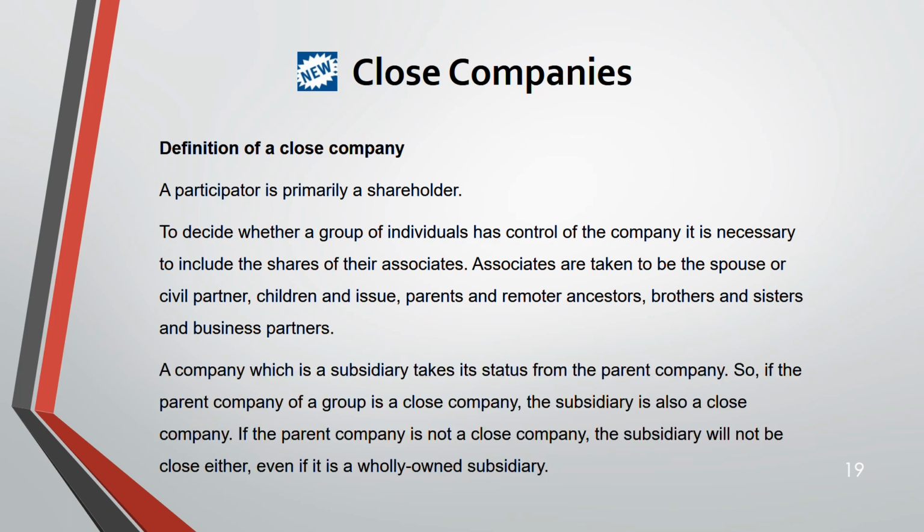Now, a company which is a subsidiary takes its status from the parent company. So if the parent company of a group is a closed company, remember the subsidiary is also a closed company, because subsidiary and parent are associates of each other, they are related. If the parent is not a closed company, the subsidiary also will not be a closed company, even if it is a 100% owned subsidiary. Remember, the parent company's status will go to the subsidiary company because they are associates. Same like that, associates will take the status of each other.